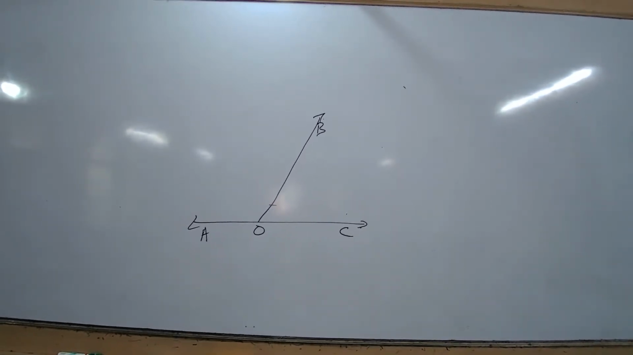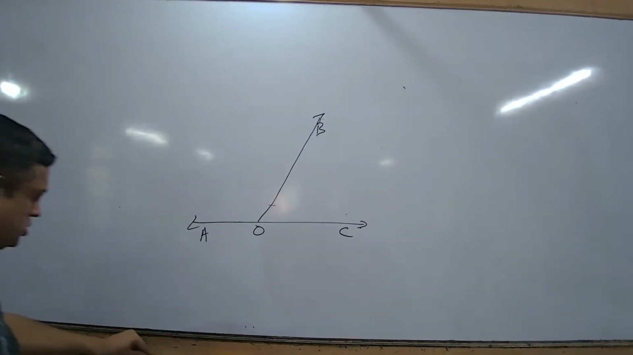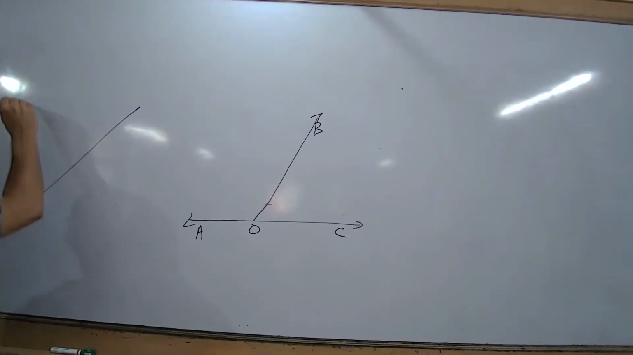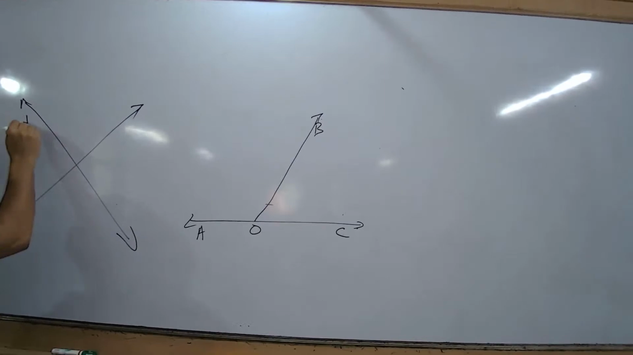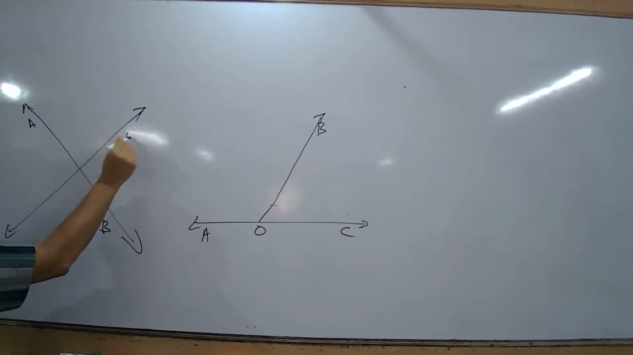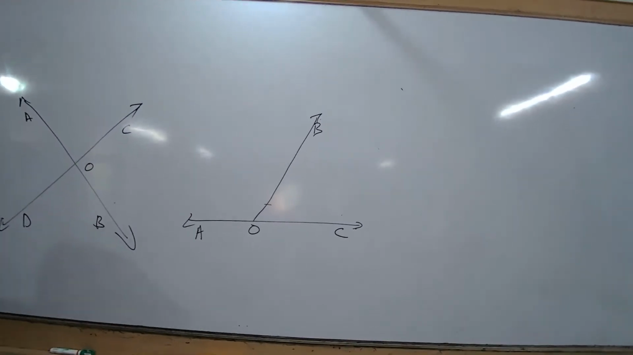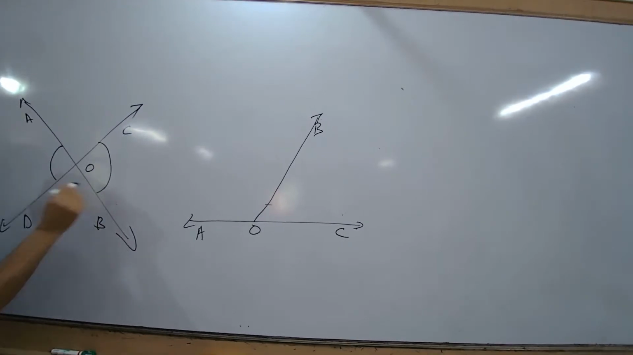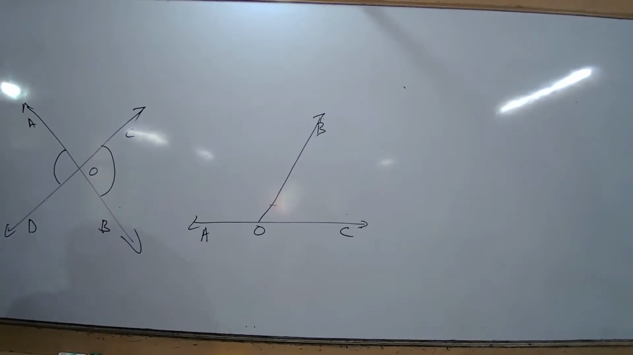Yes, when two lines are meeting, intersecting, opposite angles are called vertically opposite angles. Look here, you don't need to write all the definitions, it will be books and books only. AOD and BOC are called vertically opposite angles. Definitions are not important, you should understand what it is.